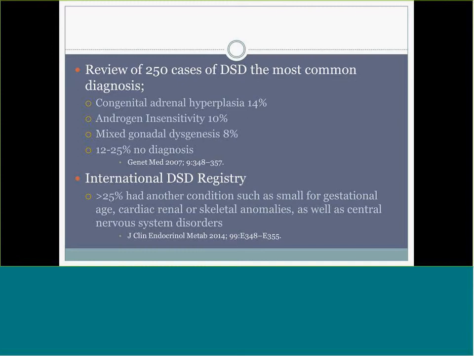Important to note that in the international DSD registry, greater than 25% of the patients had another condition. So I think this is really important for you guys to know. They either had IUGR or cardiac, renal, or skeletal anomalies or central nervous system disorder. So if you see abnormal genitalia, I think you really need to look for other things.